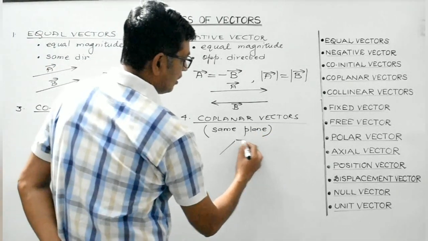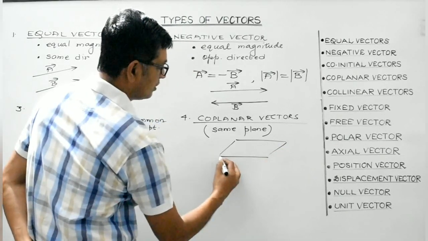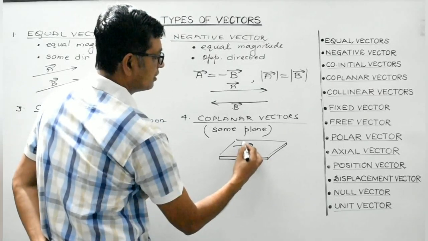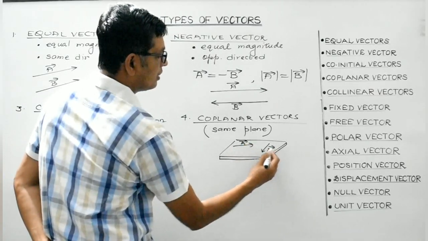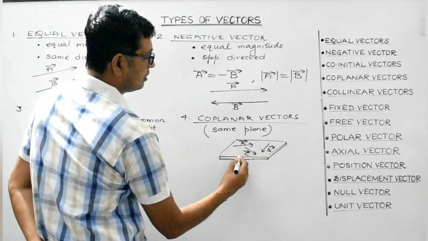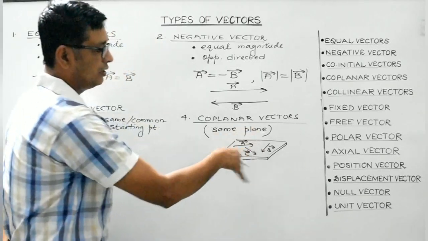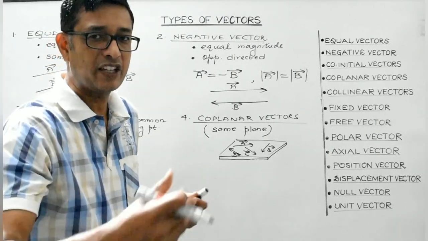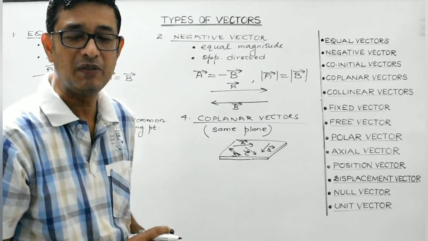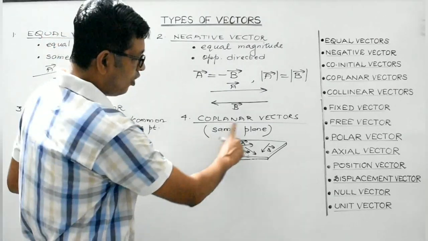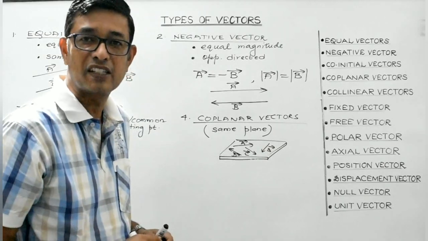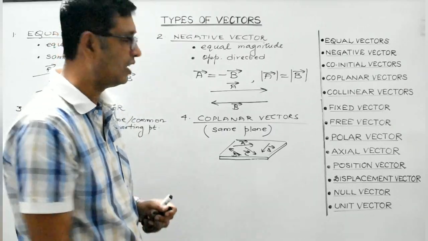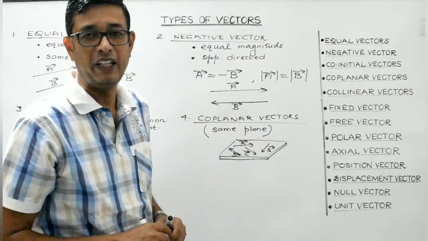Like, I'll try to draw a diagram. This is a plane, maybe a horizontal plane, and here you draw these vectors. This is A vector, this is B vector, this is C vector, this is D vector. All these vectors may be of equal magnitude or unequal magnitude. They may be in the same direction or opposite direction or inclined at an angle between them, right? But the common point is that all these vectors, A, B, C and D, are lying on the same common plane. That is the reason why these vectors are known as coplanar vectors.